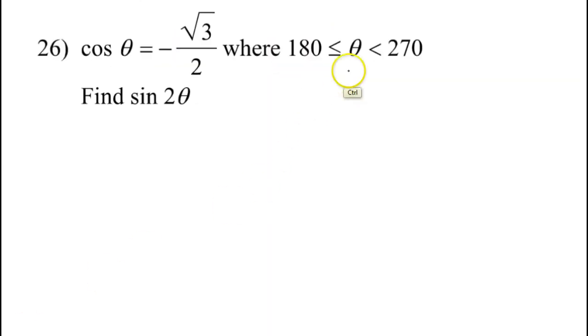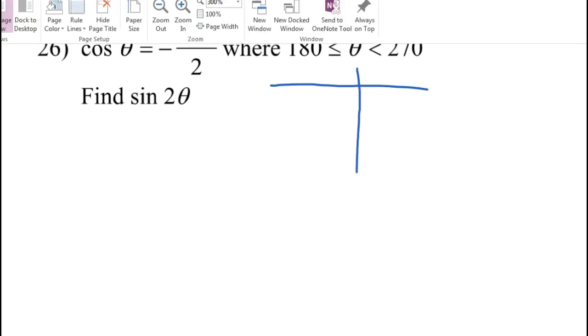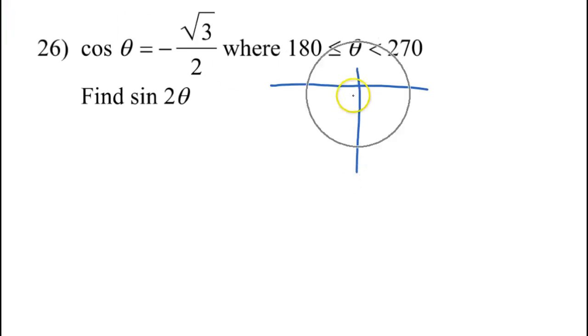Let's do a couple more. Once again, this is telling me that we are going to be in quadrant 3 because that's between 180 and 270. So draw yourself a little sketch into the third quadrant. Here's the terminal side of the angle theta, and I'm just going to make a triangle out of it so we can talk about x, y, and r.